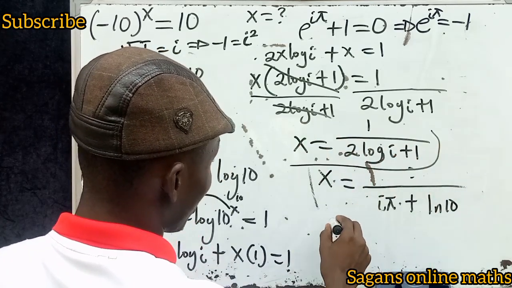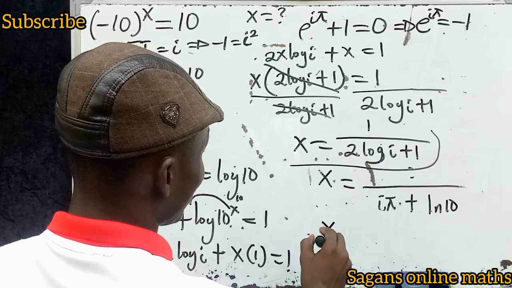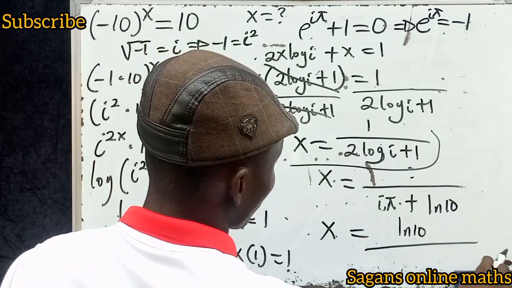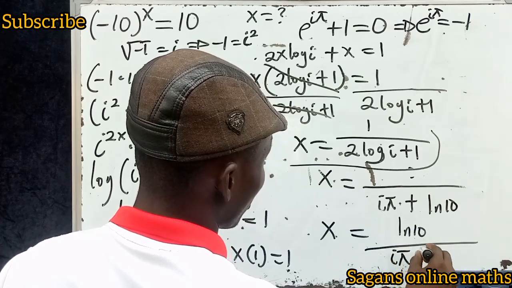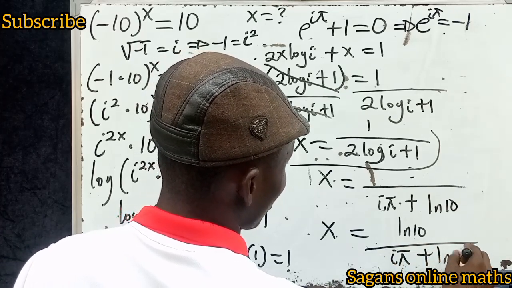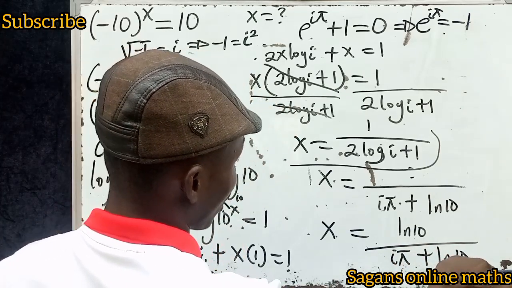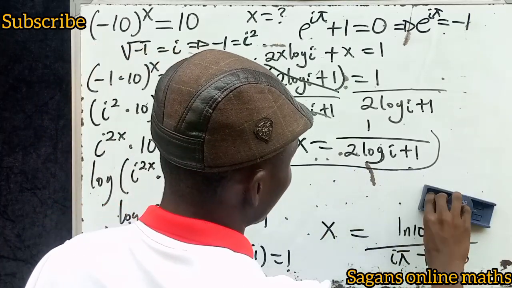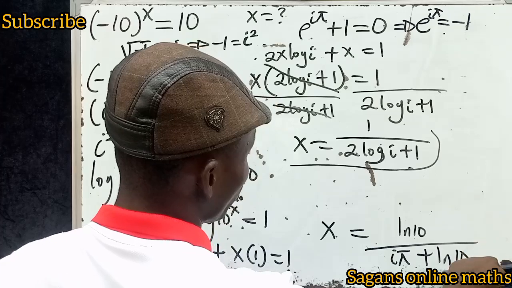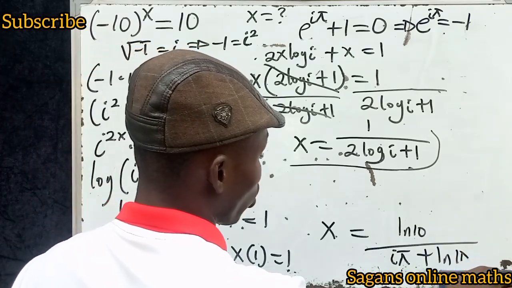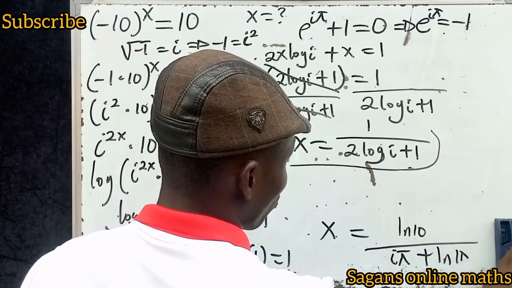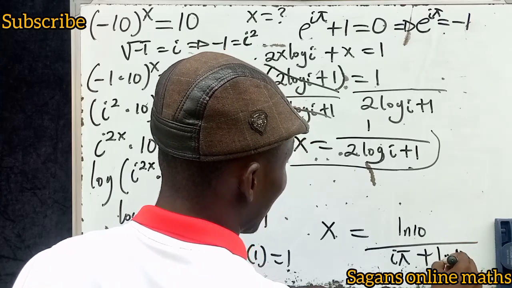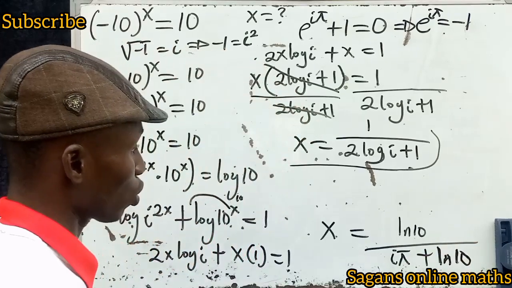Then another value of x, by using Euler's identity, equals ln 10 divided by i pi plus ln 10. Wow, this is pocket genius. Amazing. I love this. Now you can see the method of Euler's identity and the method of the complex unit. You will know that root minus 1 is equal to a complex number, right? Which is i, right? So this is the solution to this problem.